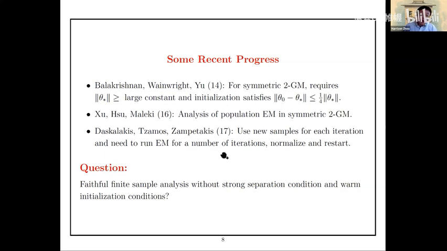Okay, so these three papers motivated us to ask this question. Can we have a faithful analysis of EM, no sample splitting, without a strong separation condition, and without warm initialization? Can we show global convergence of EM? And by the way, there are some other papers after this one, but I'm not listing them here. I apologize if you do not see your paper.